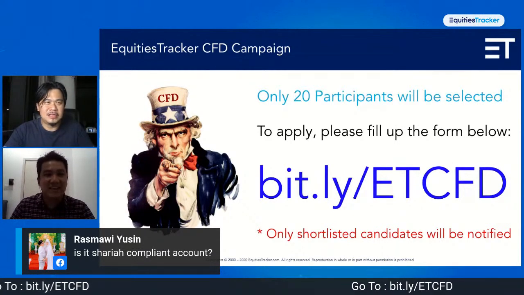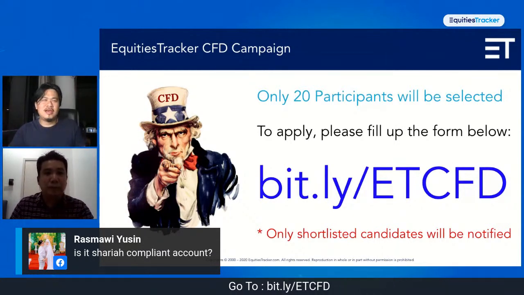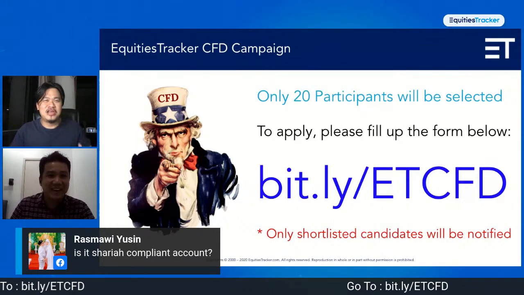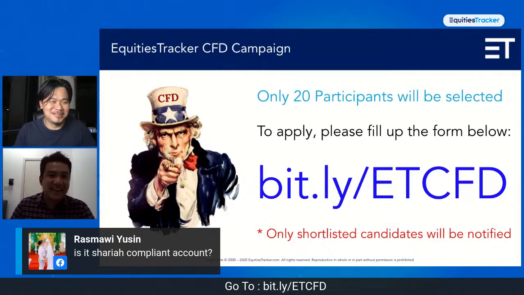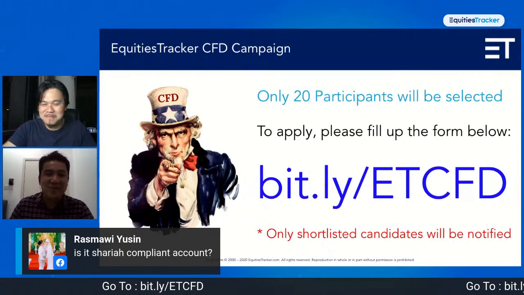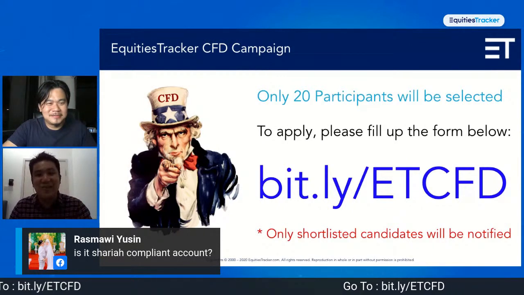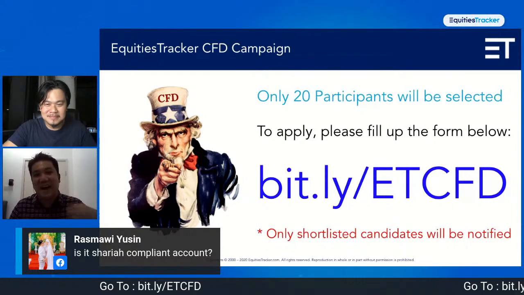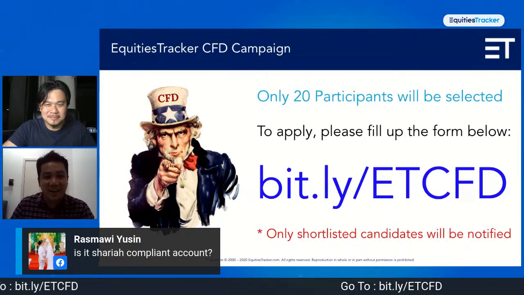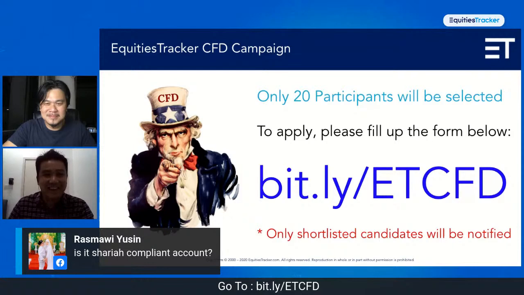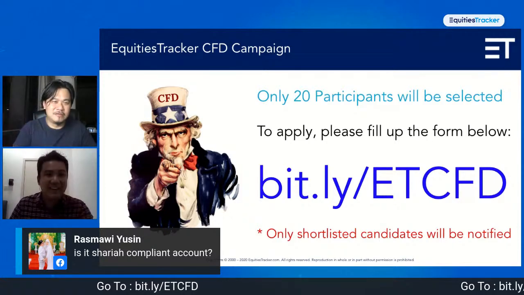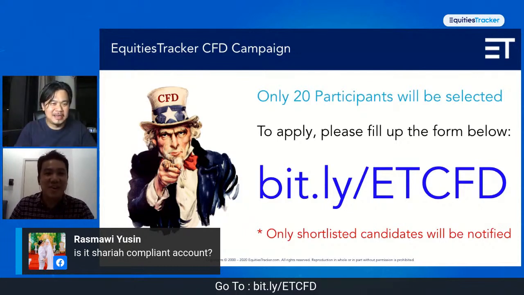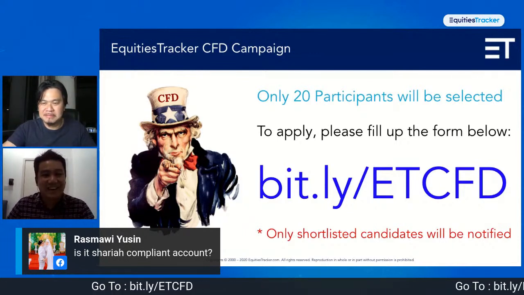Yes. But for the CFD platform, you really have to ask the Sharia council, because I don't know whether leverage products are considered Sharia products or not. That's why I'm also answering this on my personal view, not from my company. You can go into further details with the Securities Commission guideline, and you can always email us.